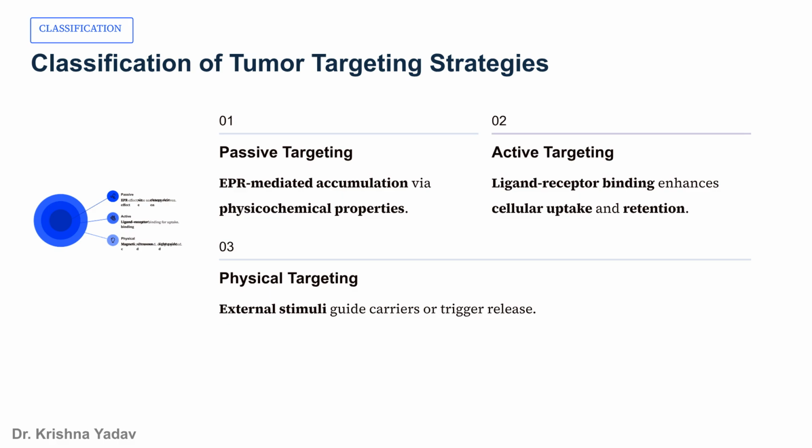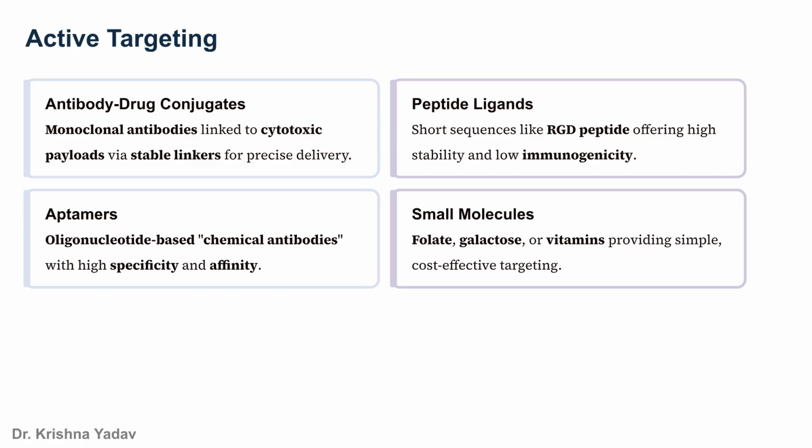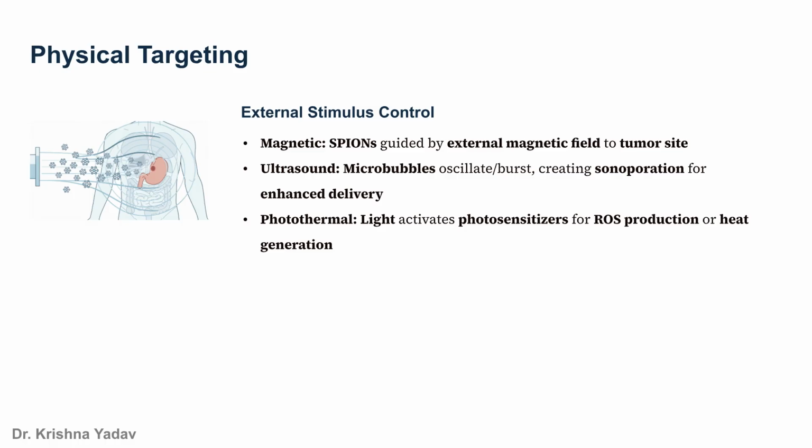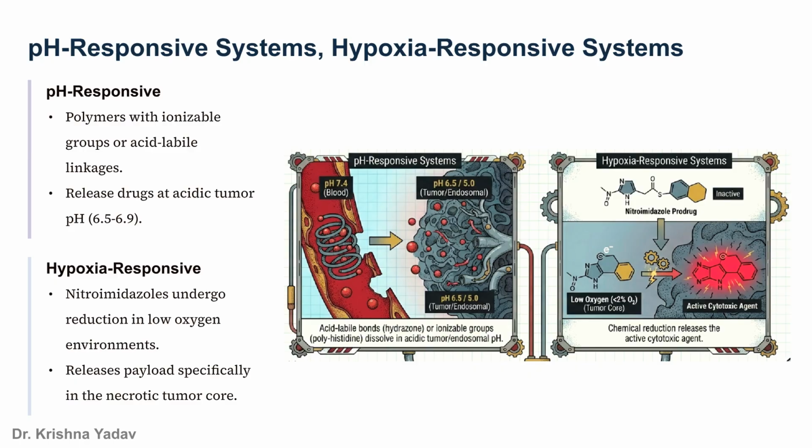Tumor targeting strategies can be classified into three main types: passive, active, and physical. Passive targeting relies on the EPR effect, while active targeting uses ligand-receptor binding. Active targeting employs diverse ligands, such as monoclonal antibodies in antibody-drug conjugates, small peptide sequences like RGD peptide, oligonucleotide-based aptamers, and small molecules like folate or galactose. Physical targeting uses external stimuli for controlled delivery. Examples include magnetic guidance using SPIONs, ultrasound-mediated sonoporation using microbubbles, and photothermal activation of photosensitizers using light.